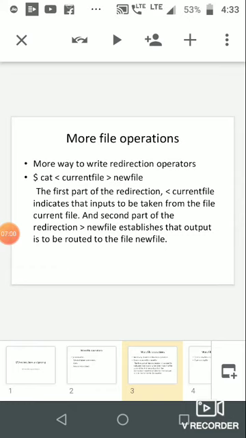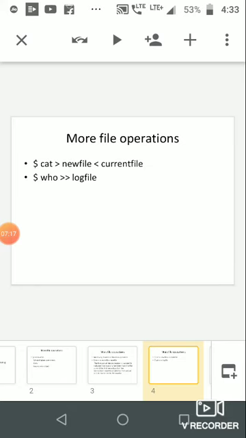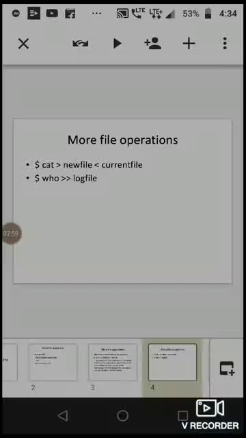We could have obtained exactly the same effect by saying $cat > newfile < current_file. This is another example, showing that the order in which you use the two redirection operators does not matter. If you write the command that way, $cat > newfile < current_file, it will act in the same way.